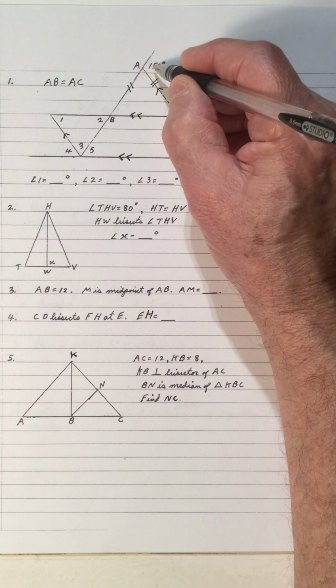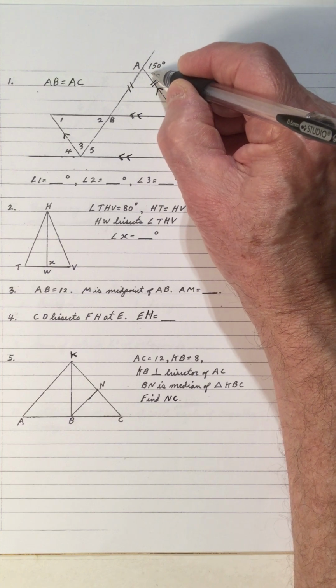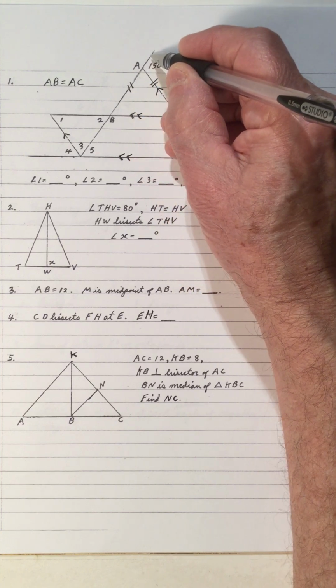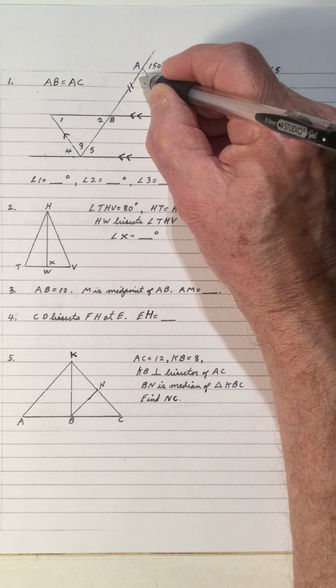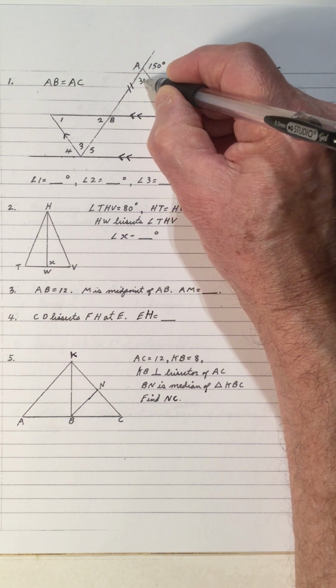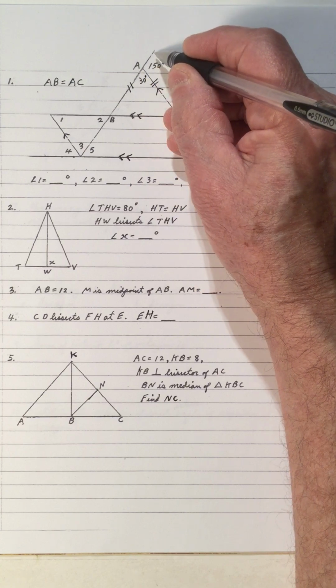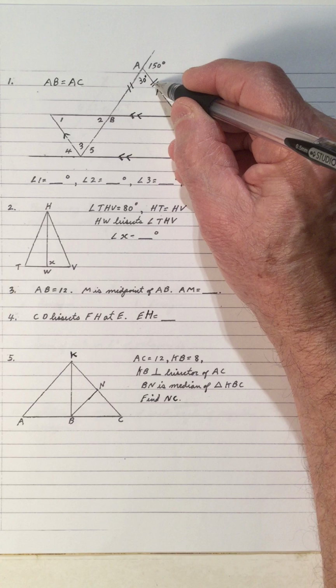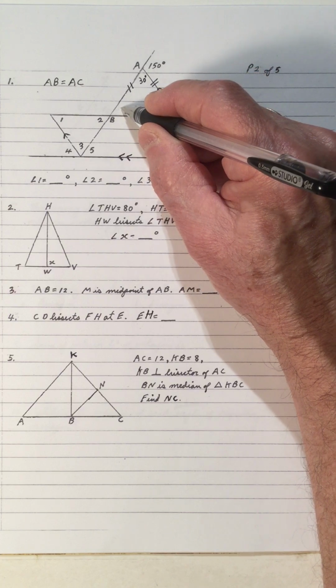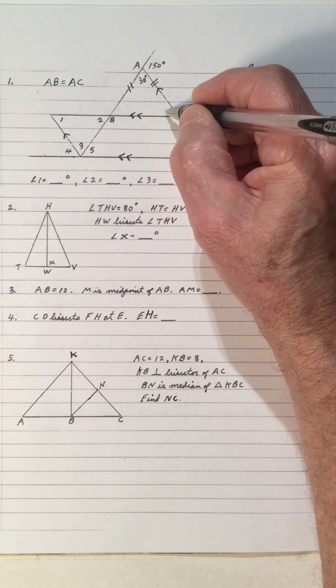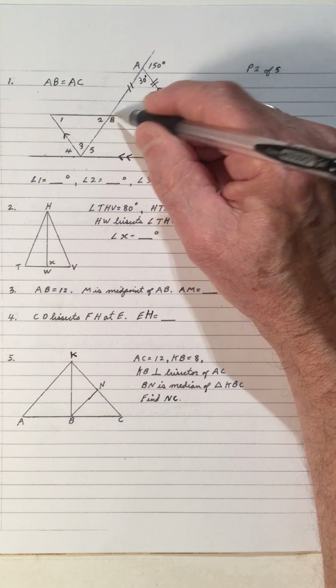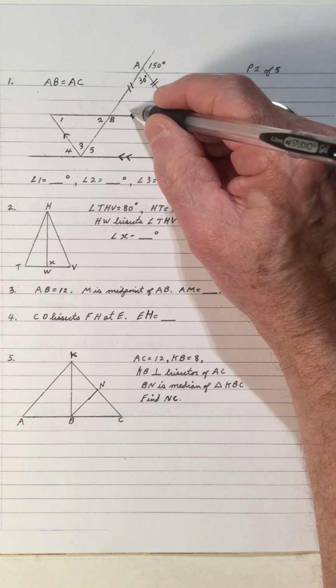So we have a 150 degree angle right here. This is a straight angle, 180. So that means that this angle right here is 30, because 30 and 150 makes a straight angle, 180. Since these two sides are equal, that means that these two angles here are equal. Angle ABC and angle C are both equal.